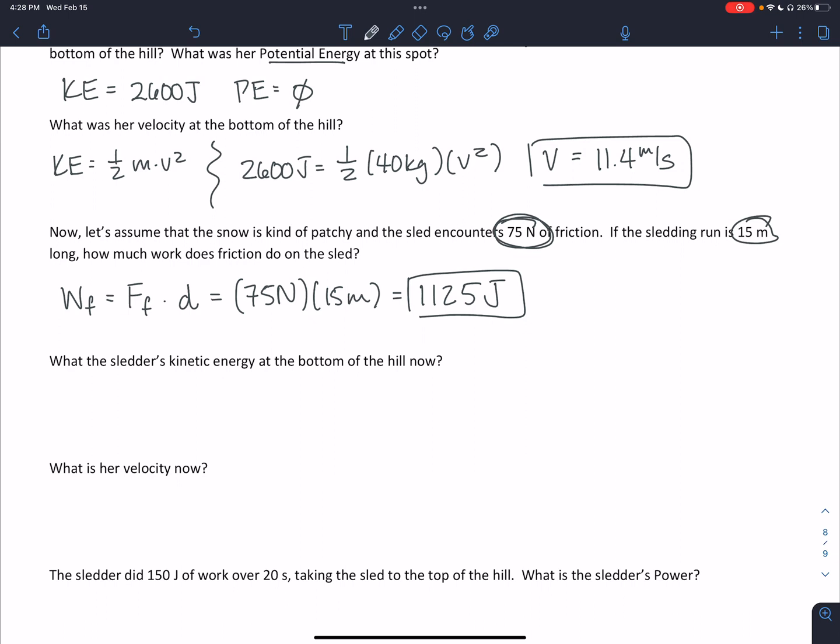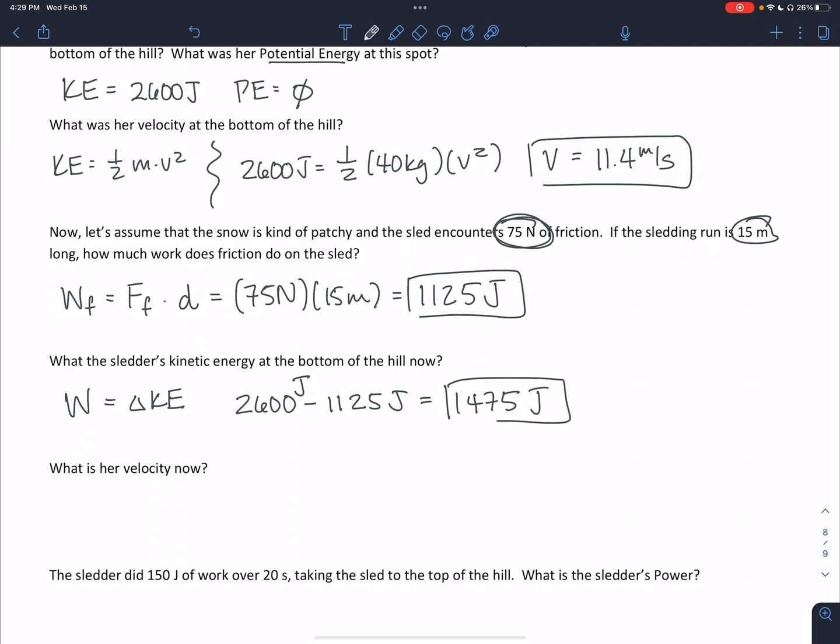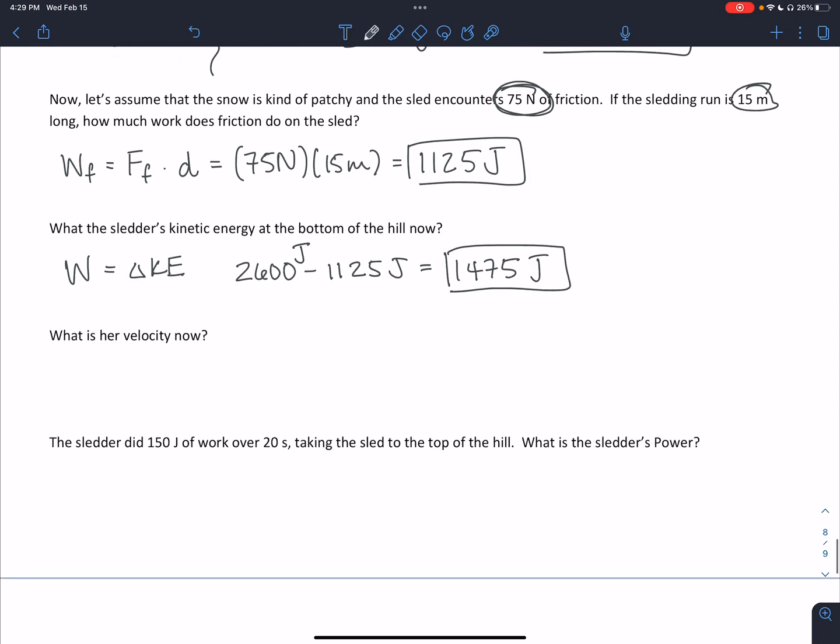Remember, work is equal to the change in the kinetic energy. So in this case, we're going to take our initial and subtract out the energy due to friction. The kinetic energy that the sledder has left once we take out the work done by friction is going to be 1,475 joules. What's her velocity now?